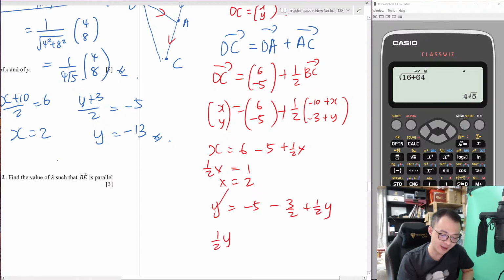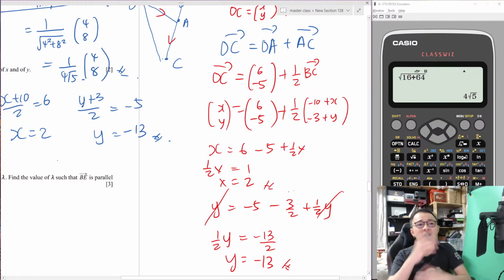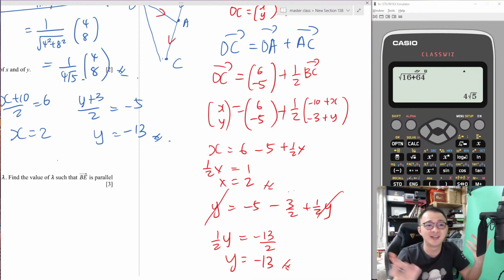Y equals -5 minus 3 over 2 plus half y. Then I solve it. Half y equals negative 13 over 2. Then y equals -13. Yeah, I still get the same result if I use the vector to solve. But like I say, if you use a vector to solve this kind of 2 mark question, it will actually take quite some time for 2 marks.